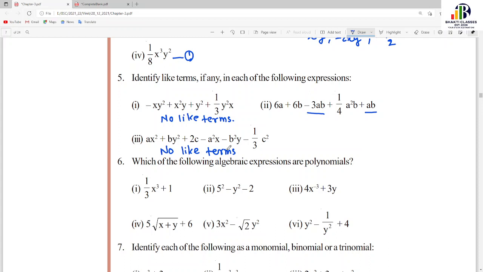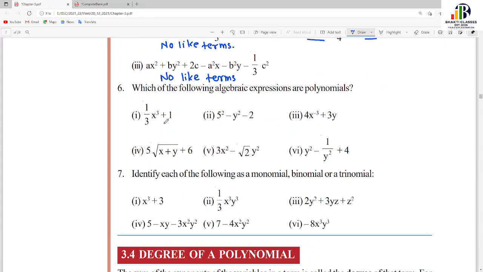Okay. Question number 6. Which of the following algebraic expressions are polynomials? So the first is polynomial, second is also polynomial, third is not because negative power of variable is not allowed. Fourth is also not because the power is 1 by 2. Fifth is the polynomial. Sixth is not because the negative power is not allowed.